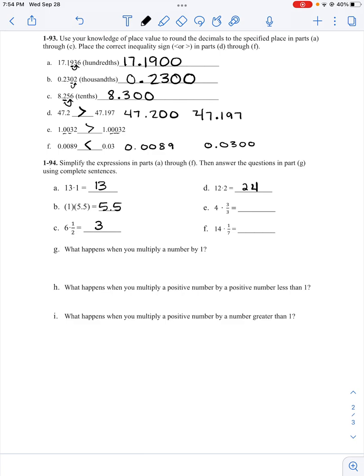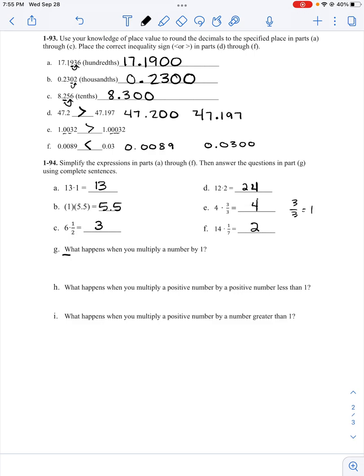4 times 3 over 3. Well, 3 over 3 equals 1, so it's the same thing as multiplying by 1. So the answer is 4. 14 times 1/7 is the same as dividing 14 by 7, which is 2. 14 divided by 7 is 2.